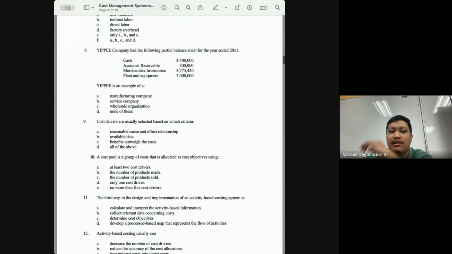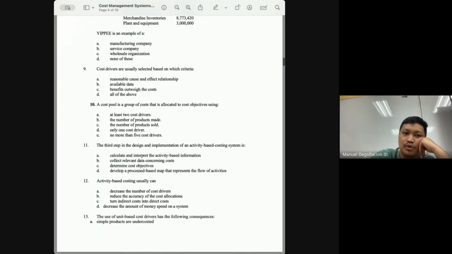Number 9, cost drivers are usually selected based on which criteria? Of course, reasonable cause and effect. Letter A is a good answer, but the best answer here would be letter D, because availability of data is also a consideration, the same as the cost-benefit, class. So the answer for number 9 is delta.